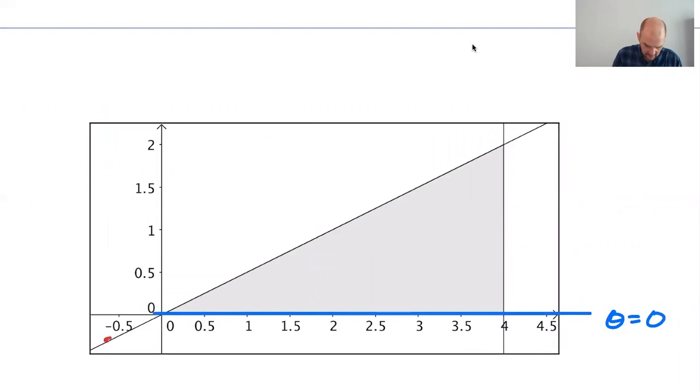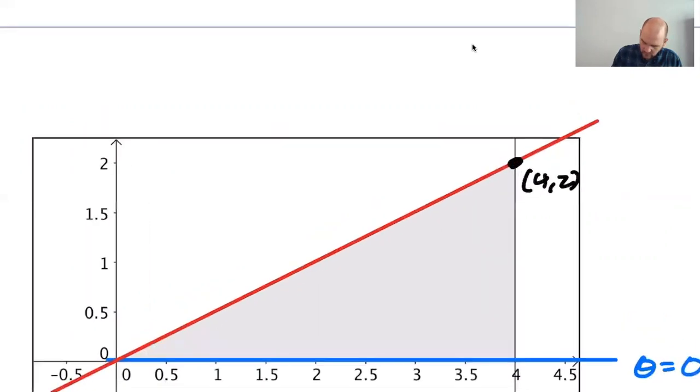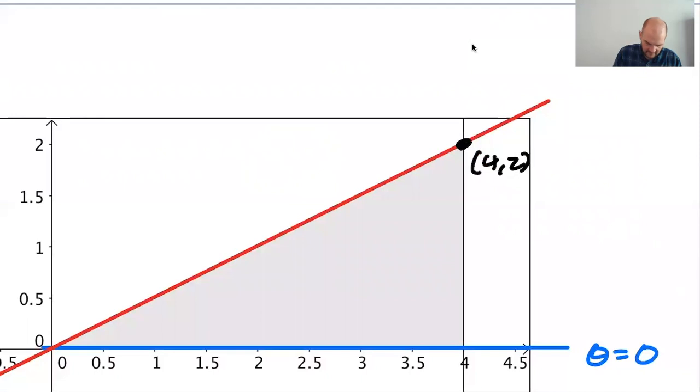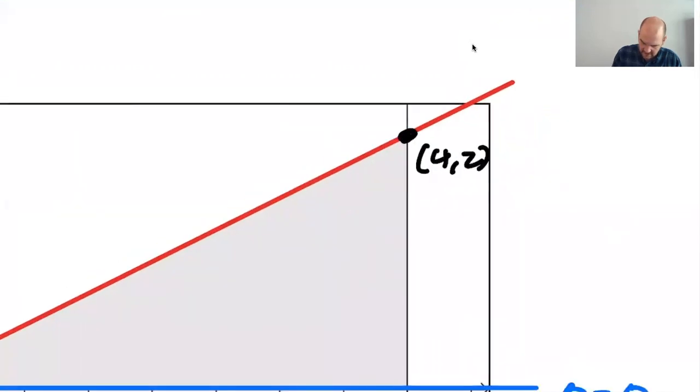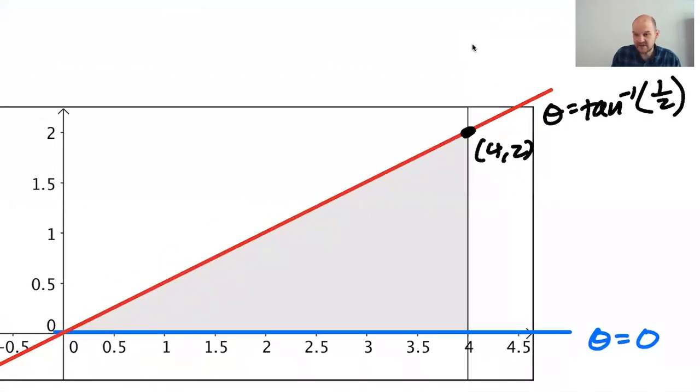Let's do it. So this ordered pair is (4, 2). And if this is theta, then the tangent of theta is 2/4. So this is theta equals the inverse tangent of 1/2. Weird, but that's what it is.